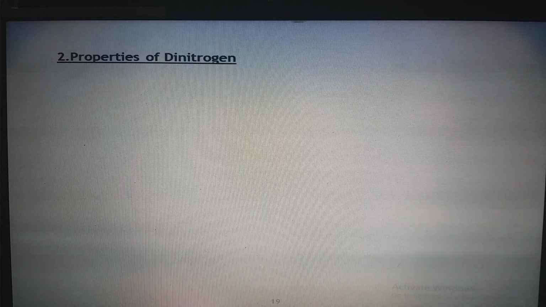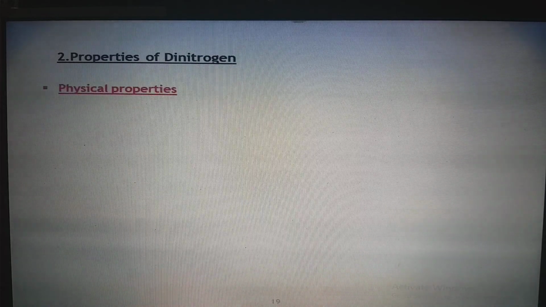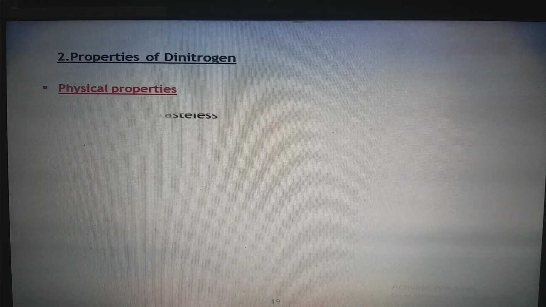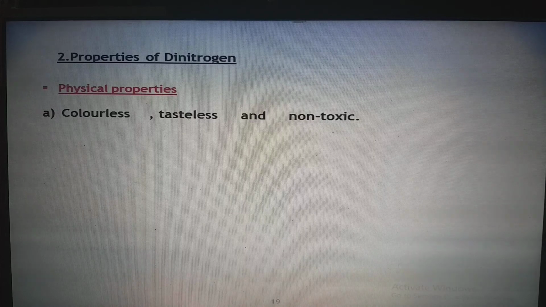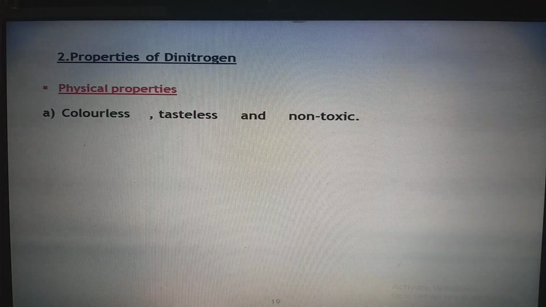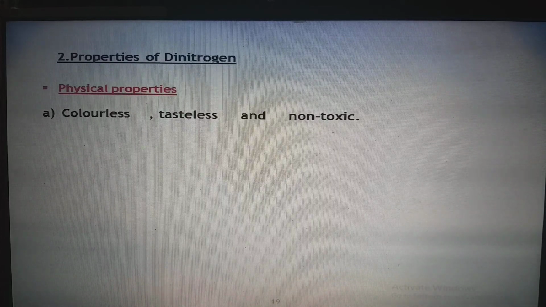Now let us look at the properties of dinitrogen. First, some physical properties. It is a colorless, tasteless, and non-toxic gas. Though at high concentrations of nitrogen, animals die. That is due to the lack of oxygen.